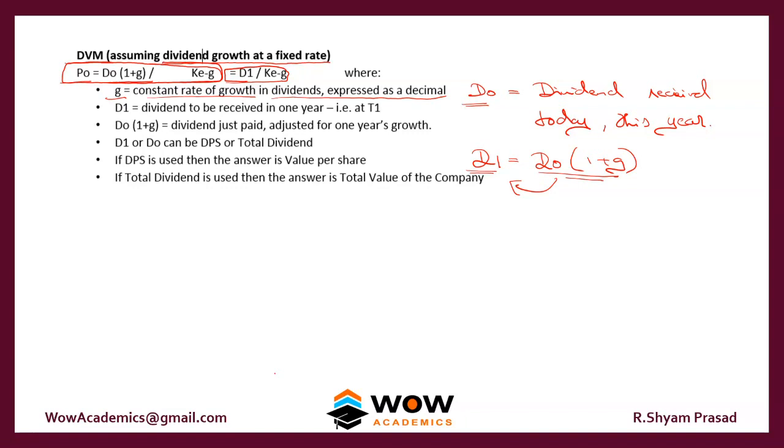Whether you use D1 or D0 as the numerator, it can either be a dividend per share or a total dividend. If you use dividend per share as the numerator, then the value that you get is the value per share. If you use total dividend in the numerator, then the value that you get is the total value of the company. So ensure that you understand these basic concepts so that it's easier when you do a problem.